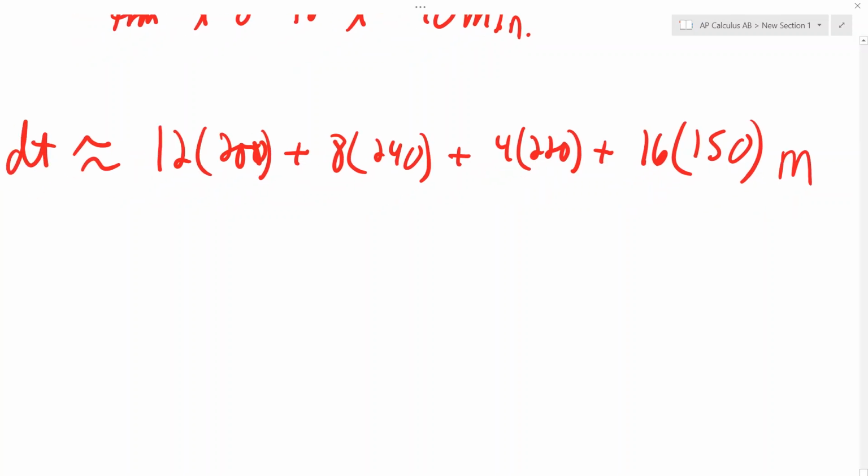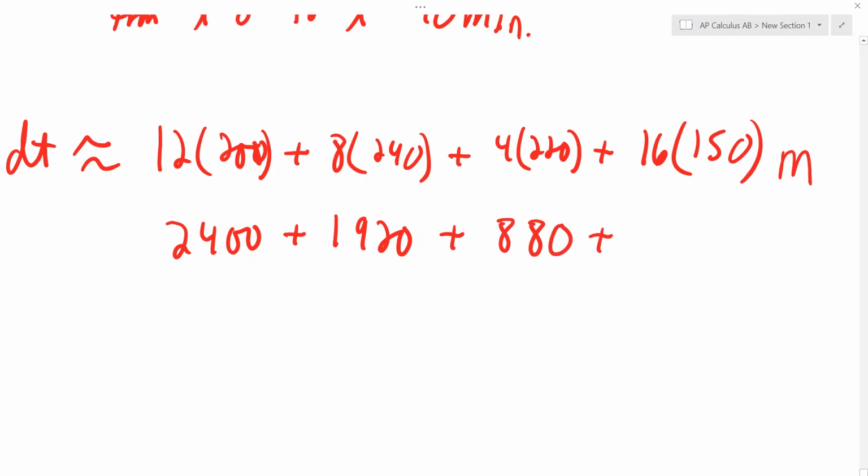You can multiply this. This is 2,400. Watch me mess up now. 8 times 240 is... It says right Riemann sum. Okay. 8 times 200 is 1,600, kids. 8 by 40 is 320. So this is 1,920. Good. 4 times 220 is 880, plus 16 times 150.